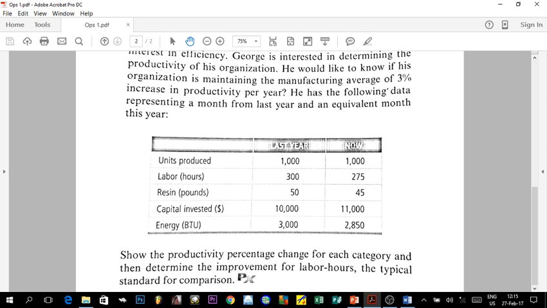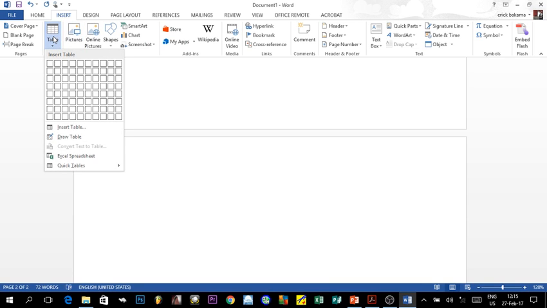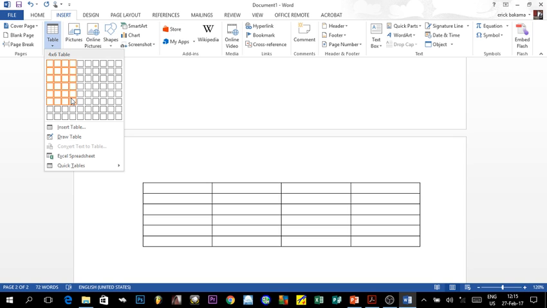So what we do, first of all, you need to try to understand the problem. Now the question is about showing the productivity percentage change for each category, and then we need to determine the improvement for labor hour and the typical standard comparison. So what we do is, I just want to work it in a table format so that it can be easy.